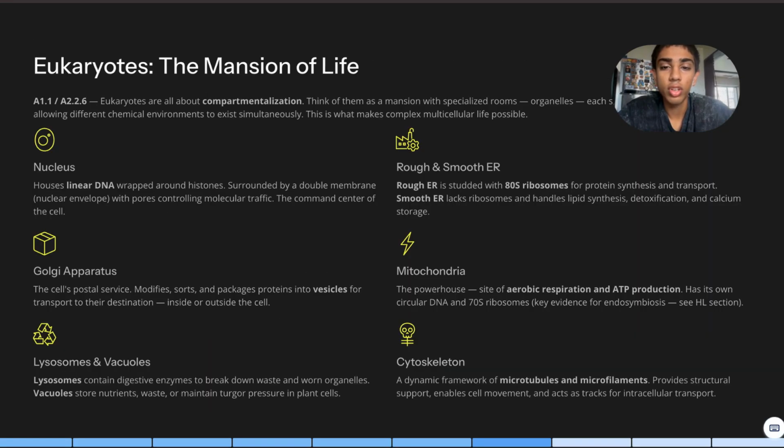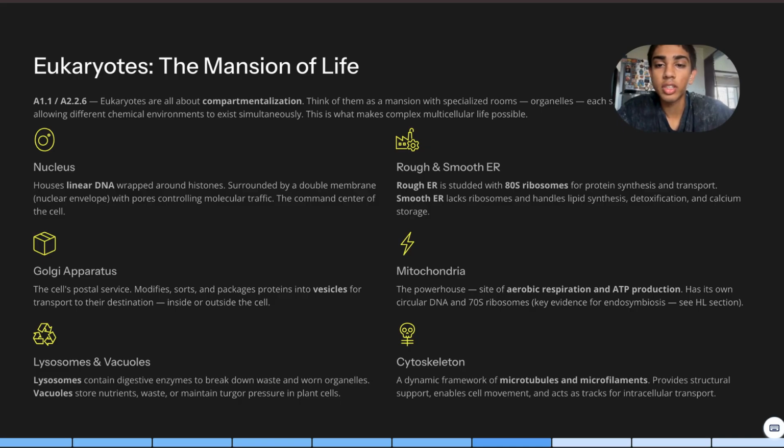In contrast, eukaryotes are all about compartmentalization. Think of them like a mansion with specialized rooms, or organelles, separated by membranes, allowing different chemical environments to exist simultaneously. We are talking about a distinct nucleus holding linear DNA, a rough ER studded with larger 80S ribosomes for protein transport, a smooth ER for lipid synthesis, a Golgi apparatus to package those proteins, mitochondria to generate ATP, plus lysosomes, vacuoles, vesicles, and a structural cytoskeleton framework.